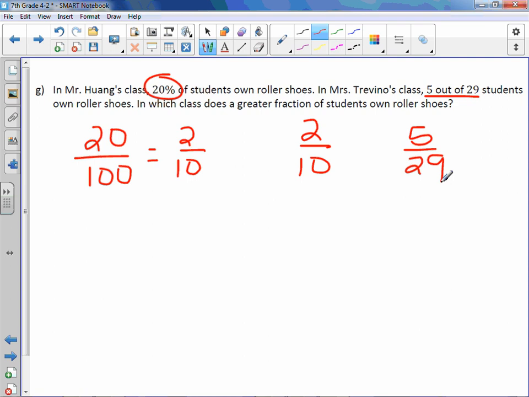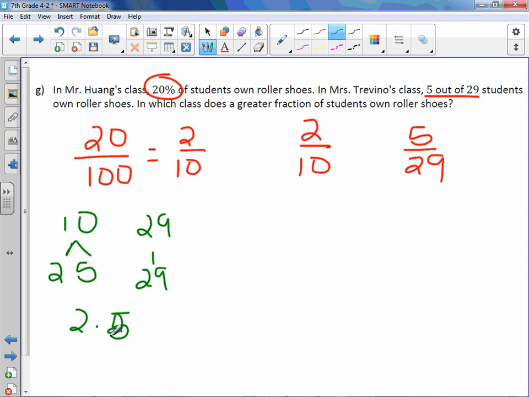Okay, 29 is a prime number. Well, let's do some factor trees. We have 2 and 5, and 29 is simply just 29. So we need to multiply those together. Well, we would multiply 2 times 5 times 29. That's 10 times 29. 2 times 5 is 10. Times 29 is 290. So our least common multiple is 290.